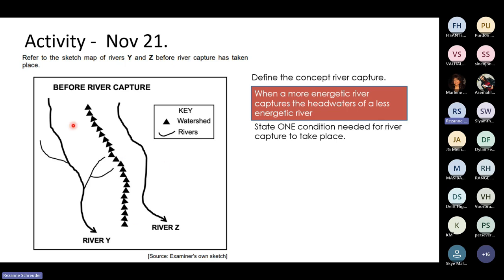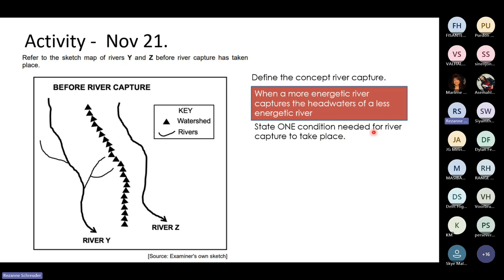Now, from this diagram, it will be difficult for some of you to see which river will capture which one. So you have to know that it will be the more energetic river. So we can look at the drainage density. I would say that river Y is the more energetic one because it's got more tributaries, therefore it will have a higher velocity.